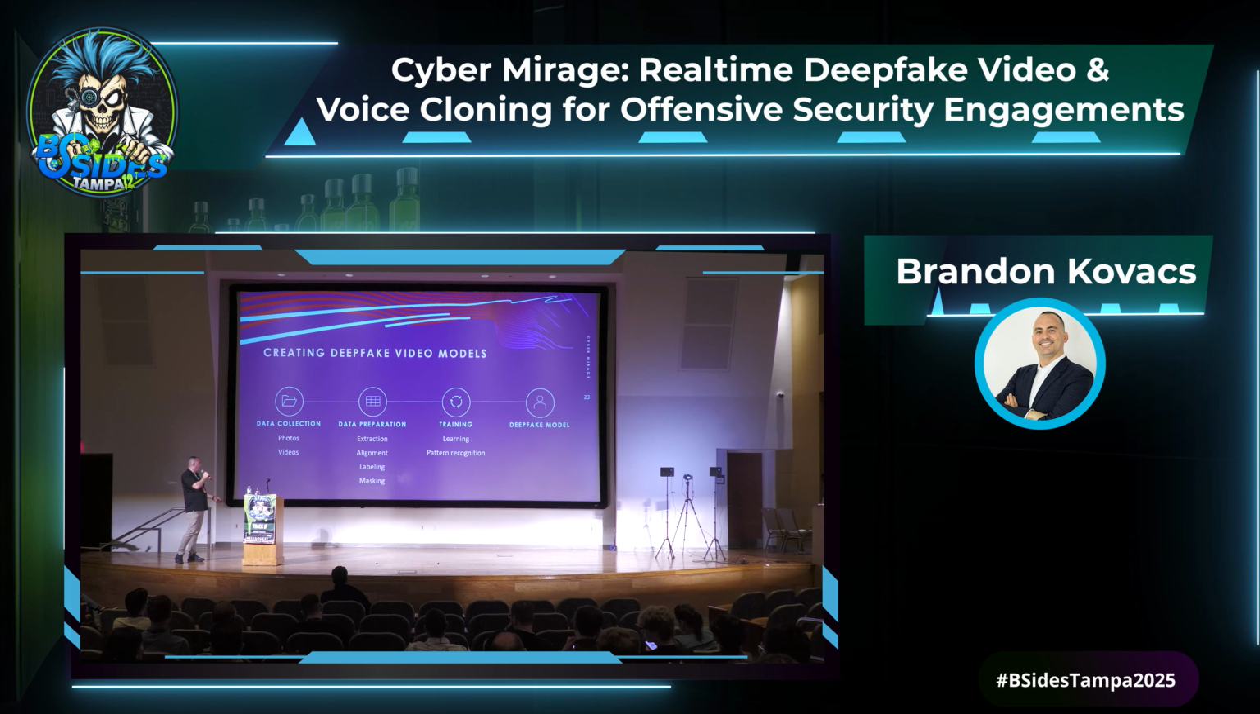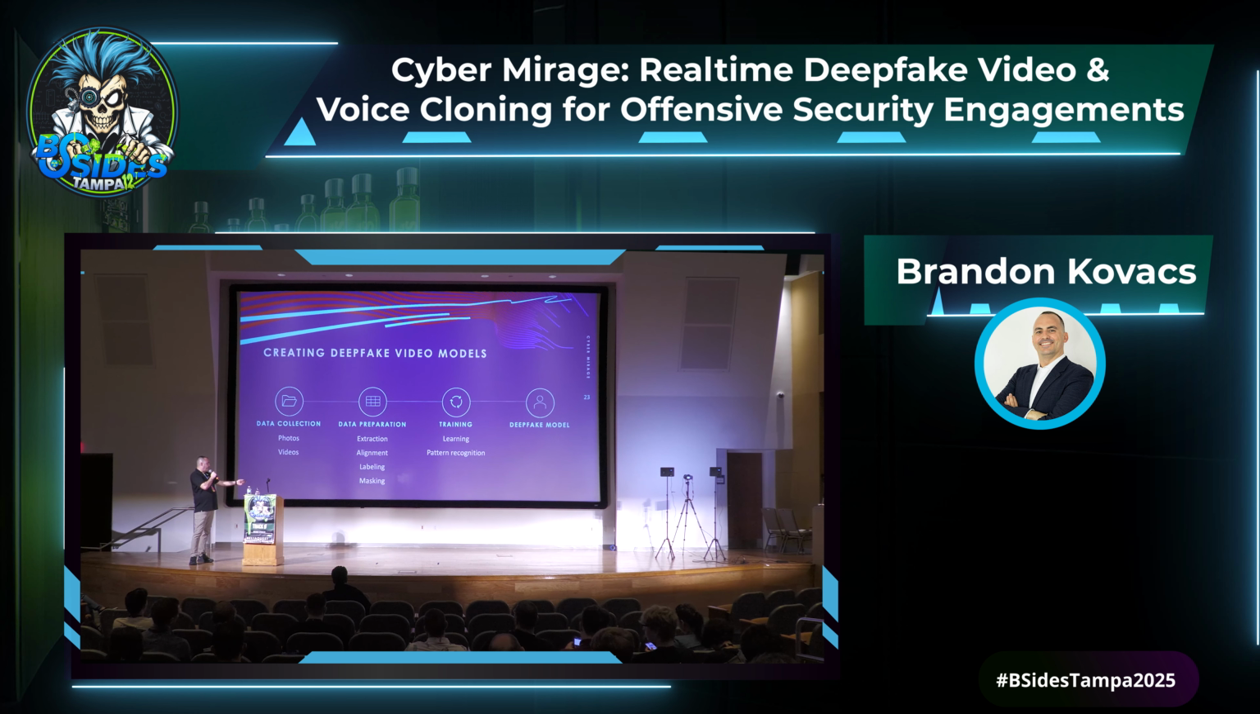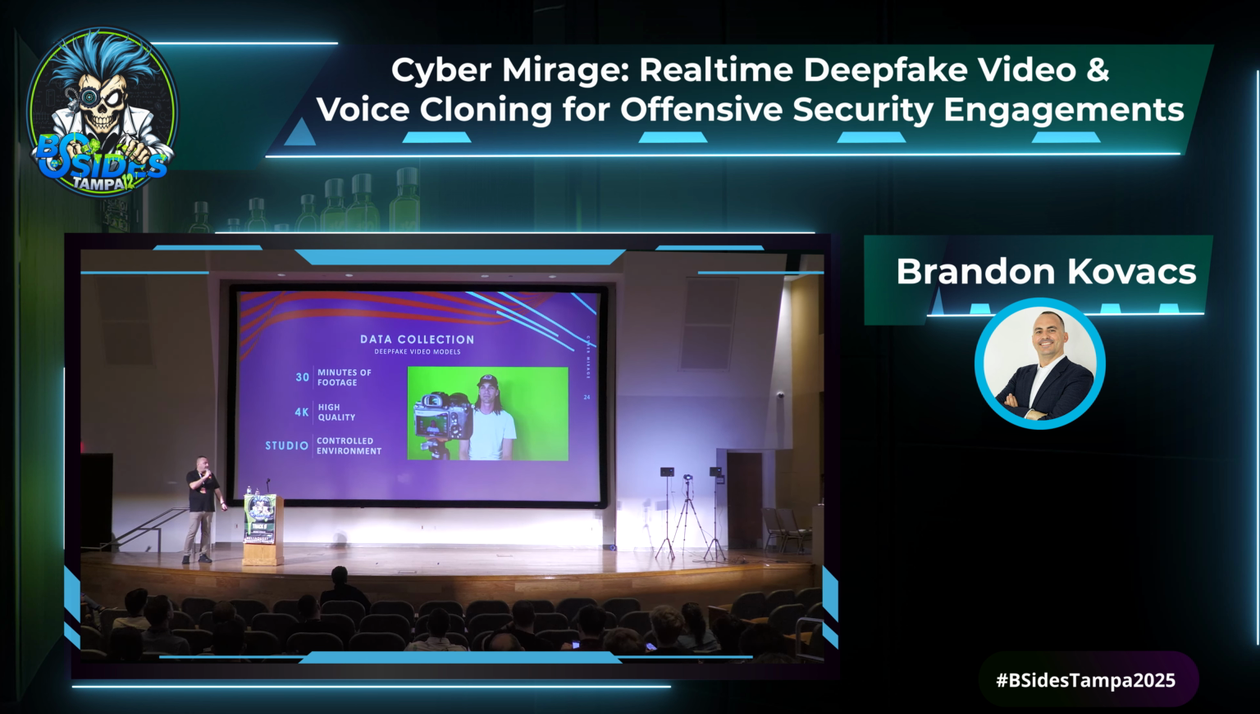To prepare the data, we're going to do a frame extraction, something called alignment and labeling, and then finally we're going to train what's called a segmentation mask, which can then look at the face and recognize it, and then the model is trained upon that. For the training, again, we're going to learn from the data set to do pattern recognition, and then finally output that trained model, which we can then inference. So let's talk about what each phase looks like.